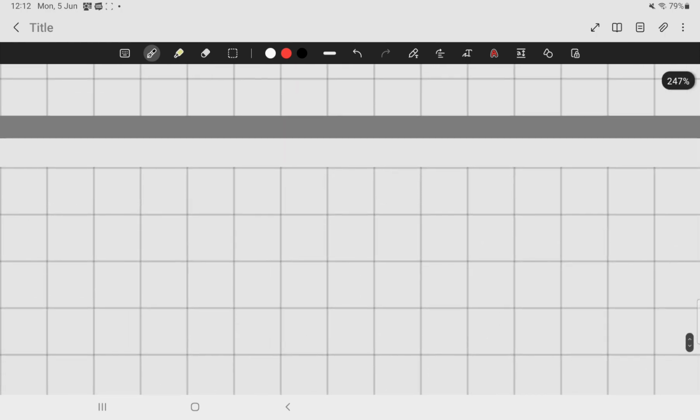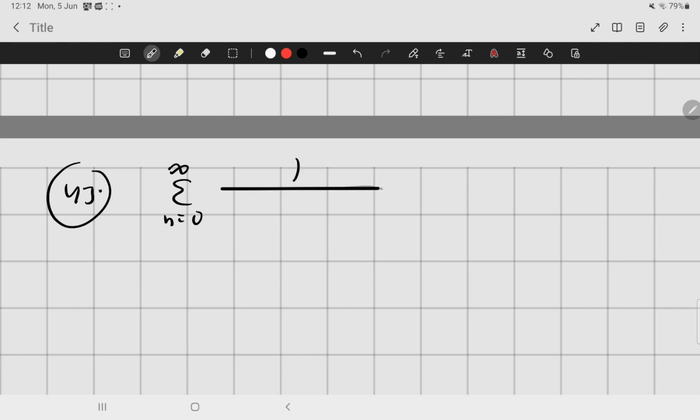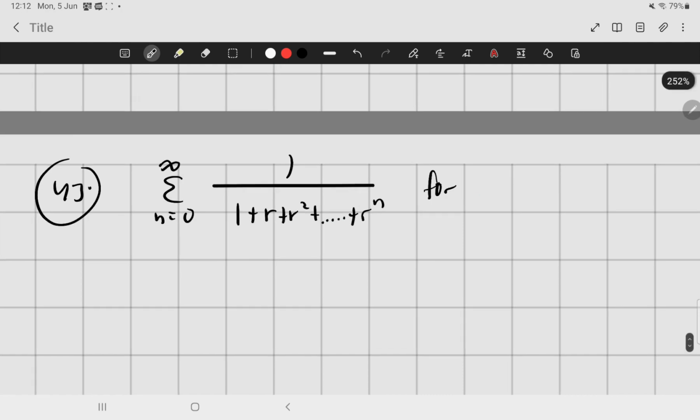Oops, zoom in. For 43, we have a series that starts from 0 up until infinity. And then we have this: 1 plus r squared plus dot dot dot plus r to the power of n, where r is between negative 1 and 1. Remember, in this case, this is basically a series. By obtaining that series, we know it's a geometric series, and a geometric series we can express as a function.